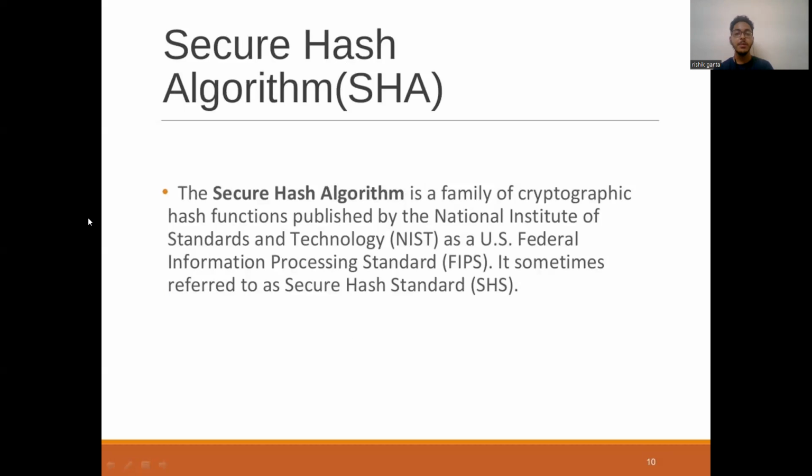Secure hash algorithm. The secure hash algorithm is a family of cryptographic hash functions published by the National Institute of Standards and Technology (NIST) as a U.S. Federal Information Processing Standard (FIPS). It is sometimes referred to as Secure Hash Standard (SHS).